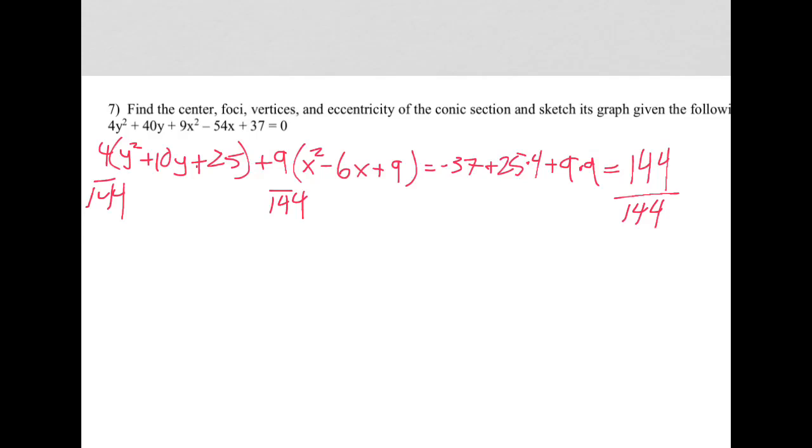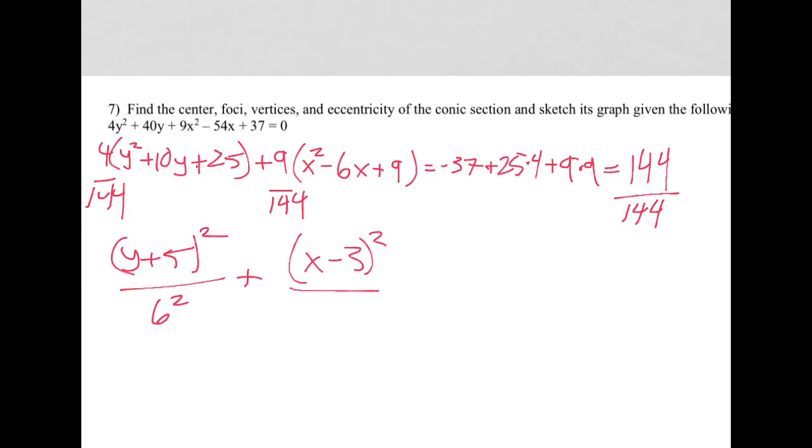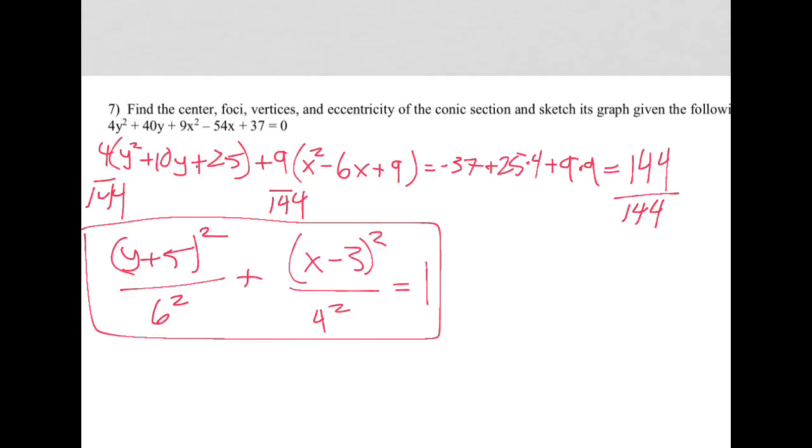144 divided by 4 is 36, which tells me that I'm going to end up with this completed square for y, which is y plus 5 squared, over 4 over 144 gives us a 36 in the denominator, which I will write as 6 squared, plus 9 over 144, or 144 divided by 9, will give you 16, which is 4 squared. So I will write this completed square as x minus 3 squared over 16, which is 4 squared, equals 144 over 144 is 1. So I have there the equation of my ellipse.